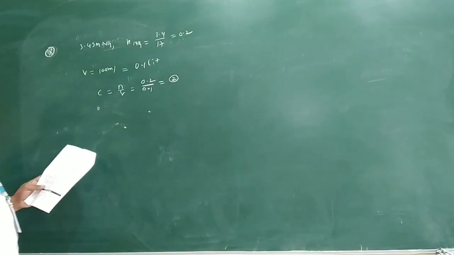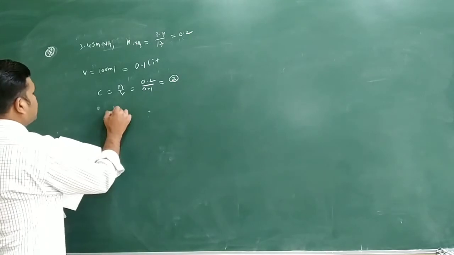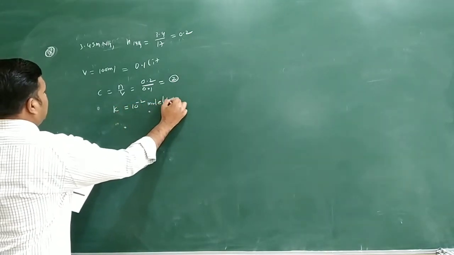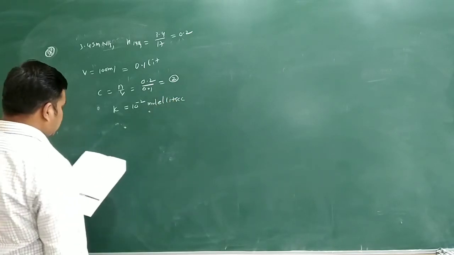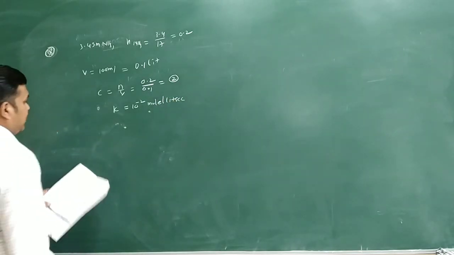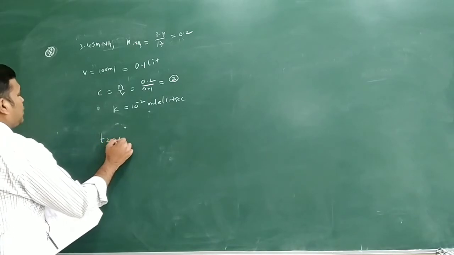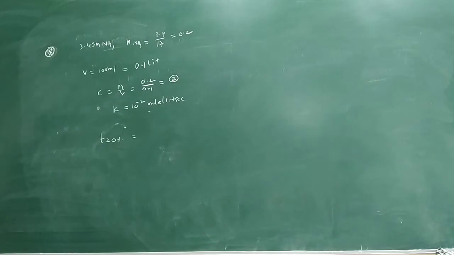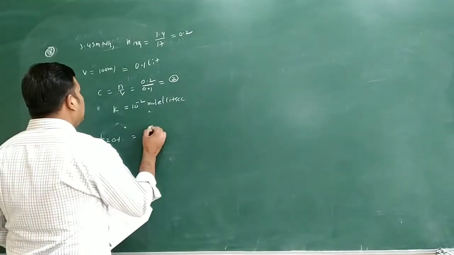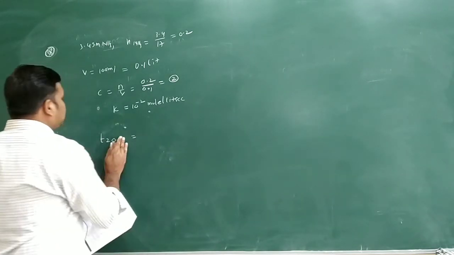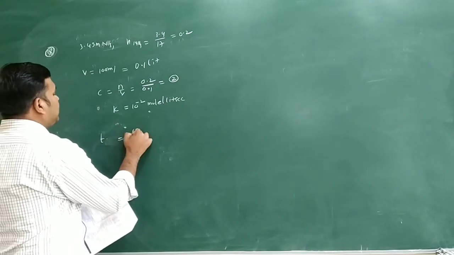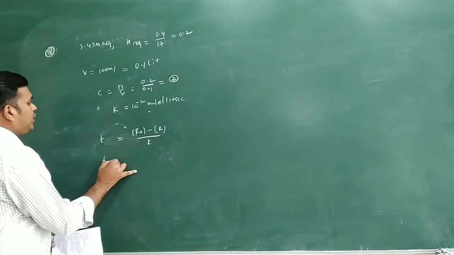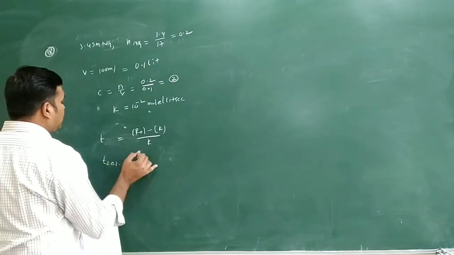And one more thing, rate constant K is given. So K is equal to 10 power minus 2 mole per liter second. What are they asking? They ask for T20%. So how can you write the formula? T is equal to initial concentration minus final concentration, divided by K. This is T20%.